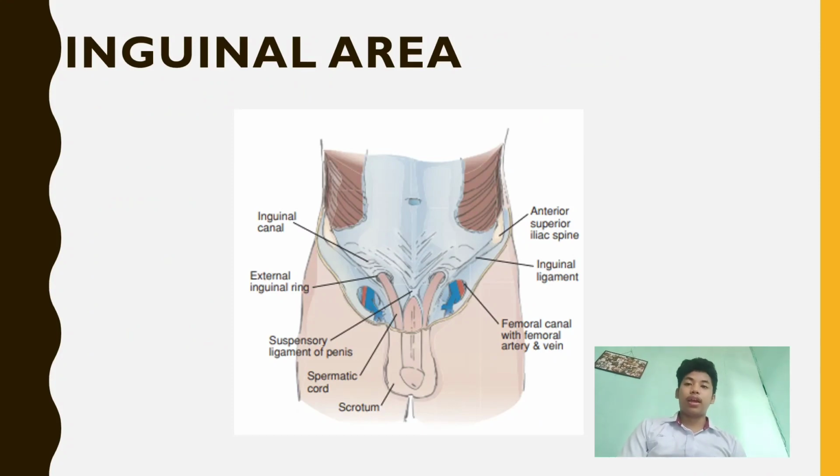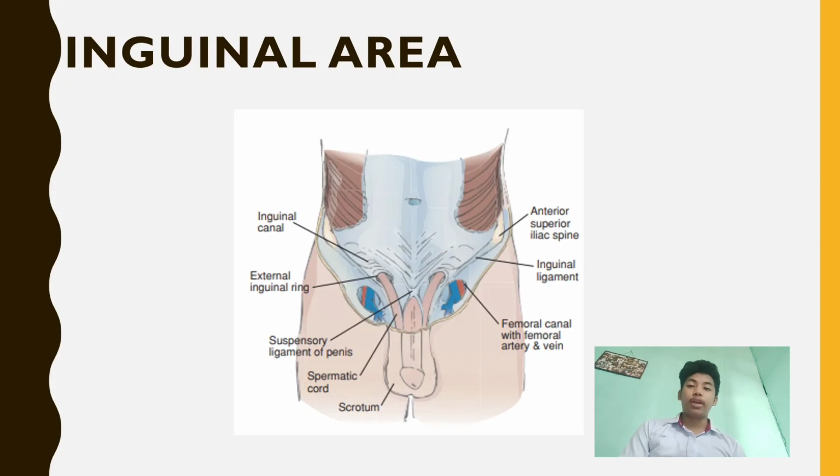Now the inguinal area. The inguinal area is contained between the anterior superior iliac spines laterally and the symphysis pubis medially. The external inguinal ring is the exterior opening of the inguinal canal, which can be palpated above and lateral to the symphysis pubis. It feels triangular and slit-like.